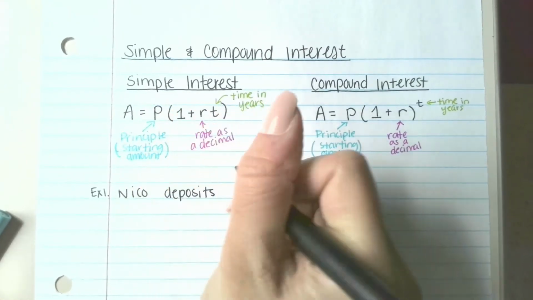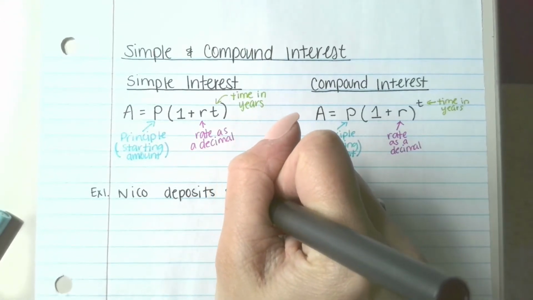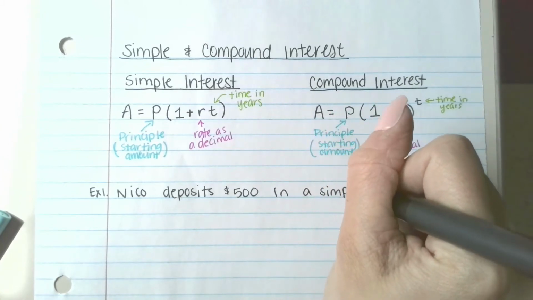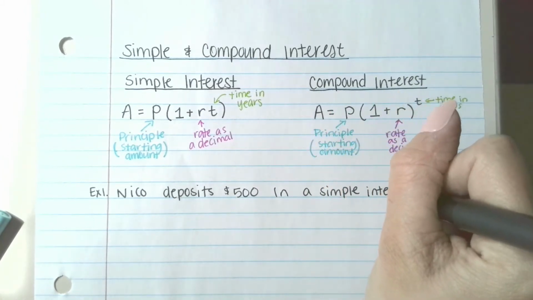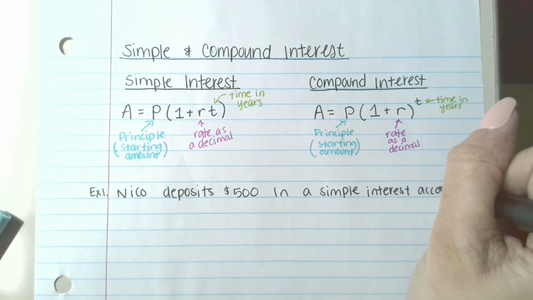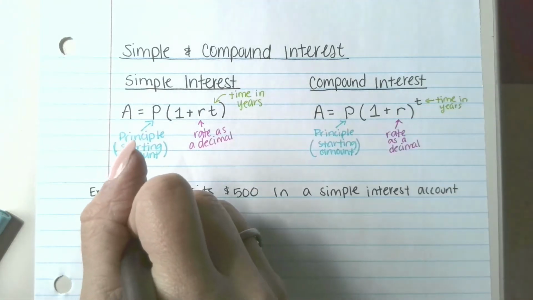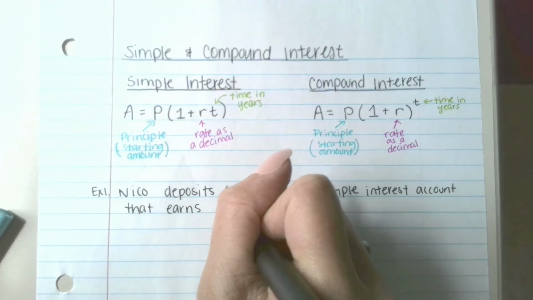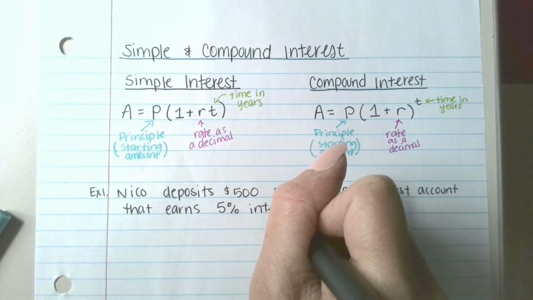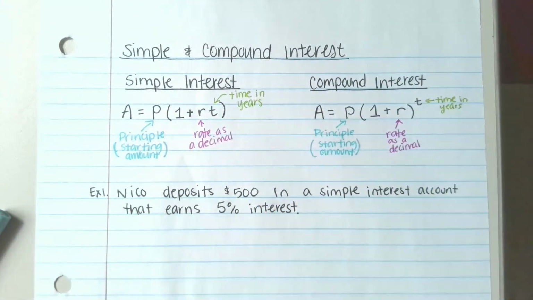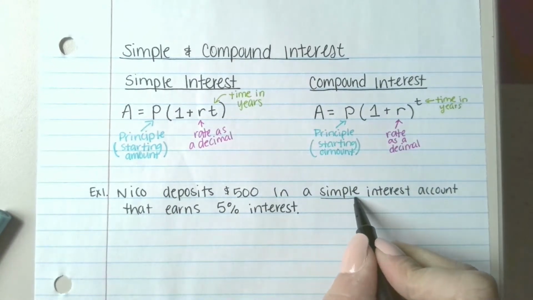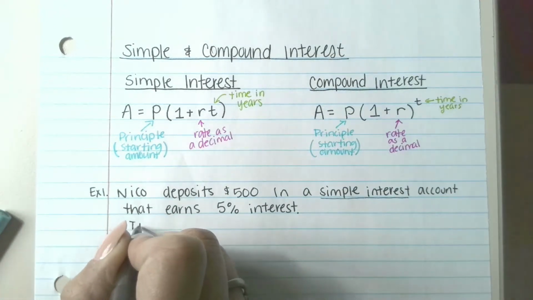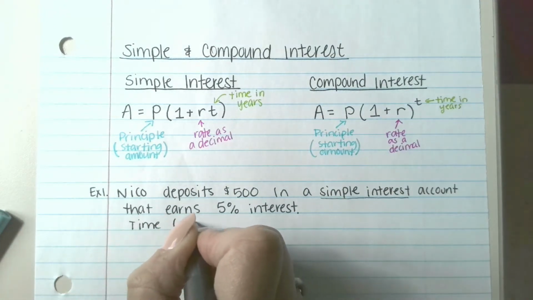So in my example, we have Nico, who deposits $500 in a simple interest account. And that account earns 5% interest. So our account being a simple interest account tells me which formula we want to use. Let's go ahead and make a table to fill out so that we can see what's happening here.